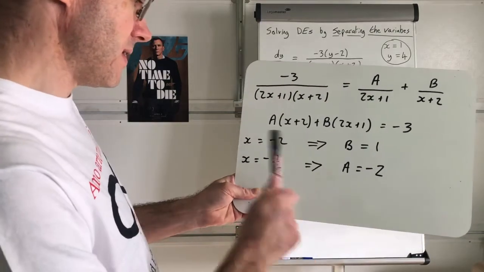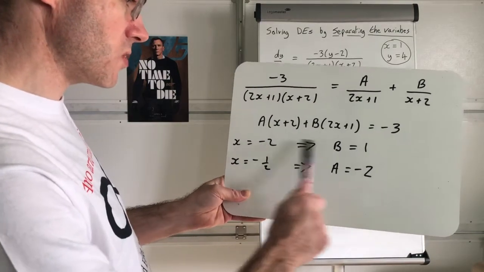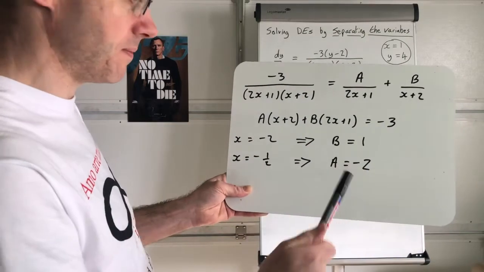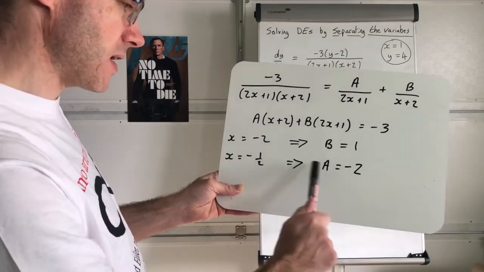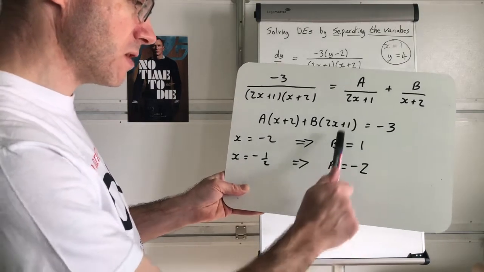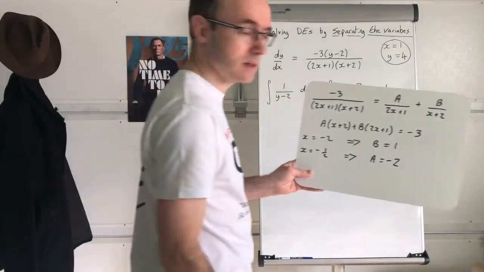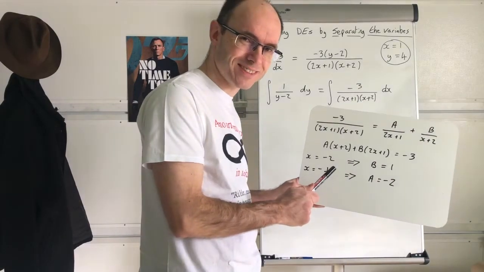Then substitute x equals negative 2. You should get b equals 1. Work it out, but you do. And when you put x equals negative a half into it, you get a is negative 2. So that gives you the value of b and the value of a. Is that all right? Happy with that? Good.